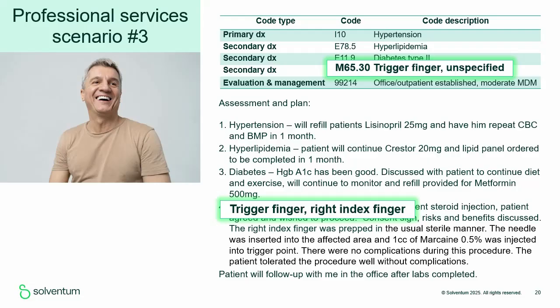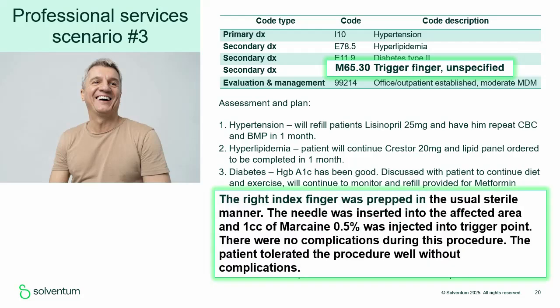The evaluation and management service code, this looks good. We have stable chronic conditions. The physician ordered several labs, ordered some prescriptions, and this would support some moderate medical decision making. However, one challenge we see quite often is the lack of picking up additional procedures. And in this case, our provider did not report the trigger finger injection. We would want to add this injection with CPT code 20550 with the modifier for the right index finger, followed by also appending a modifier 25 to that evaluation and management code.